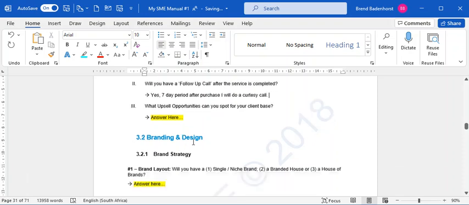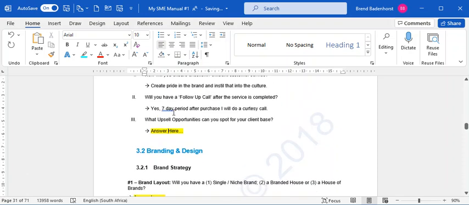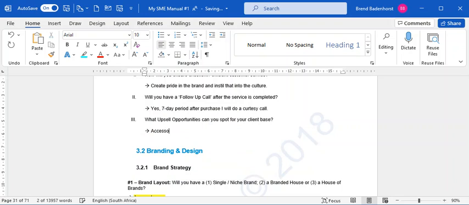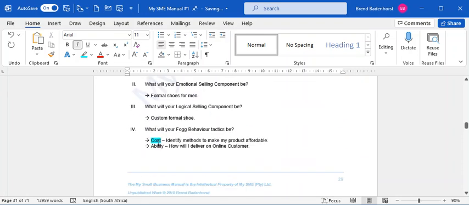All right, there we go. And any upsell opportunities might be, for instance, accessories like socks, leather feed, or whatever you want to call it, for feeding your leather shoe so that it stays new. Right, so there we go. That's just a brief idea of my viable business model.